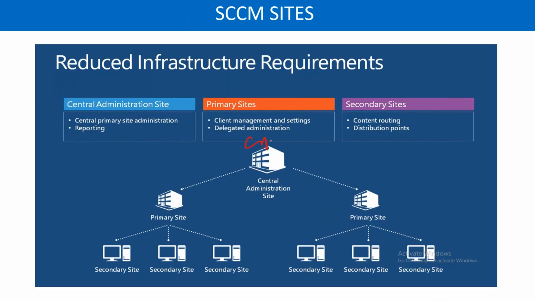This is one more architectural diagram. CAS is on the top. There are two primary sites, and both are reporting to CAS, and all these secondary sites are reporting to this primary, and all these secondary sites are reporting to this primary. Clear?